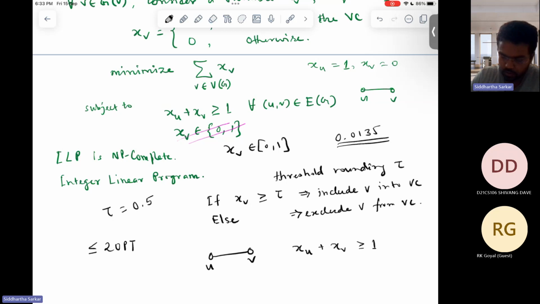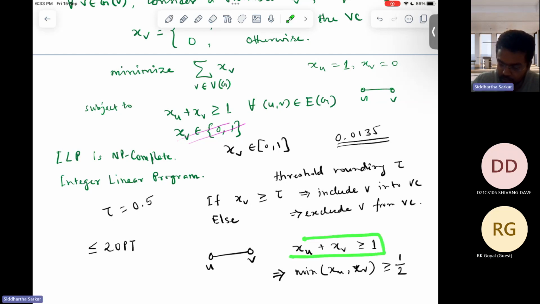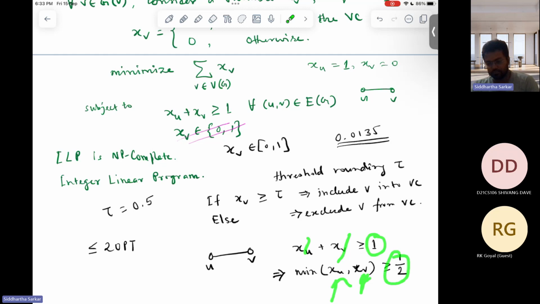and there is a solution. The solution respects the constraint, so that means that at least one of xu or xv is greater than 0.5. This is an implication, right? Yes, because the solution respects every constraint corresponding to every edge. Therefore, the sum of two variables is at least 1, meaning at least one of them is at least half.